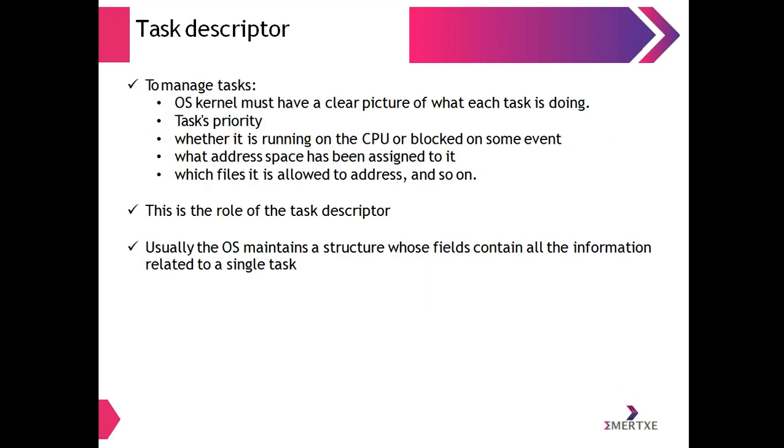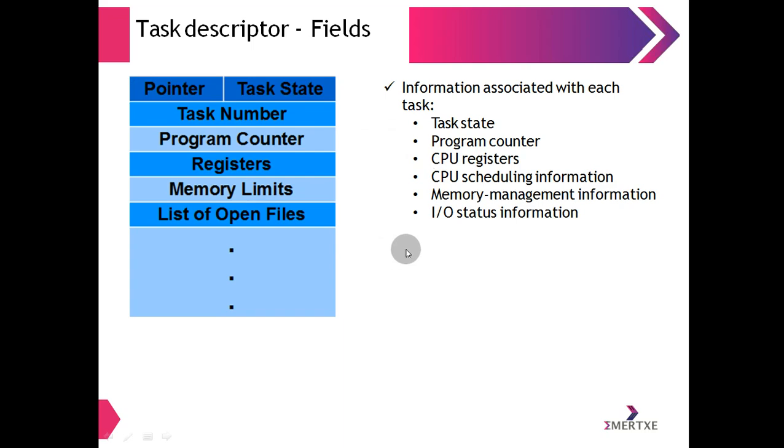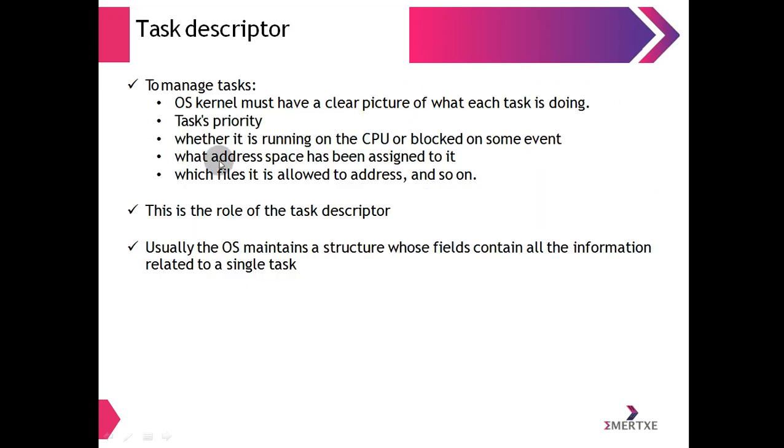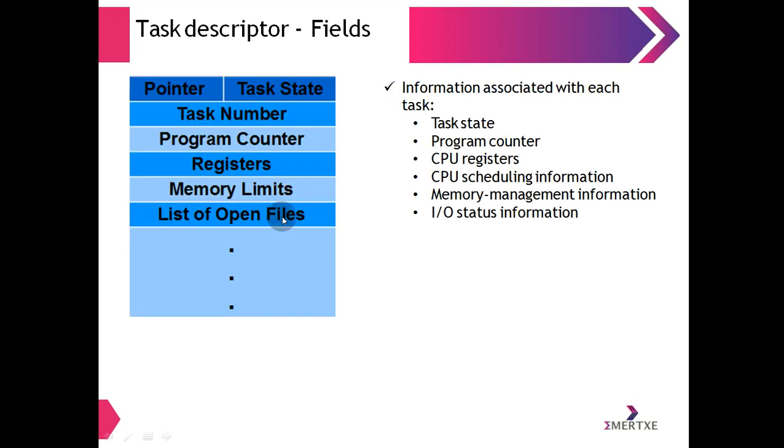So, whether it is running on the CPU or blocked on some event, it needs to be managed. This is the way you should manage the task. What address space has been assigned to it also needs to be dealt with, and which files it is allowed to address, and so on. All these things need to be managed for a task. We need to know what address space has been assigned to this task and which files it is allowed. It means which resources need to be allocated to this specific task must also be managed. These are the roles of the task descriptor.